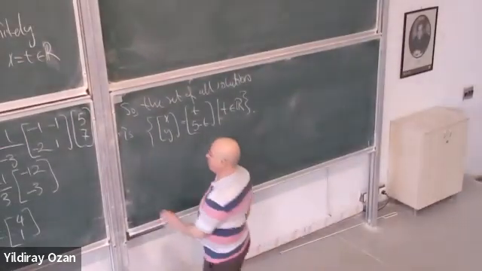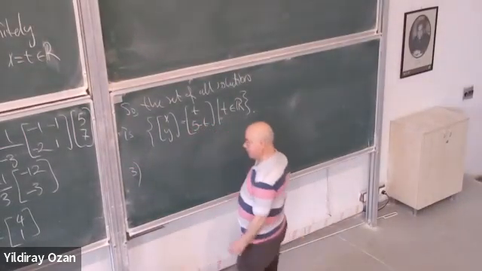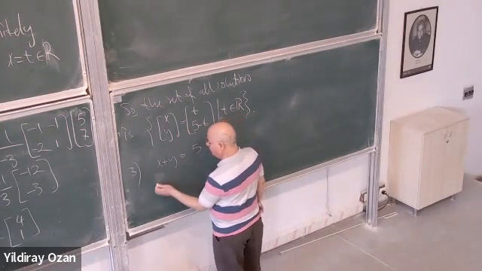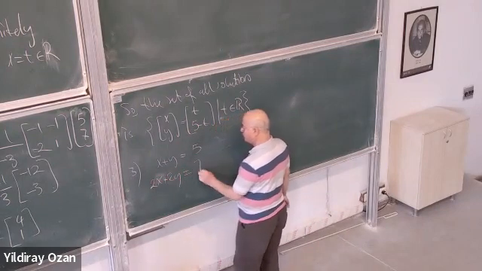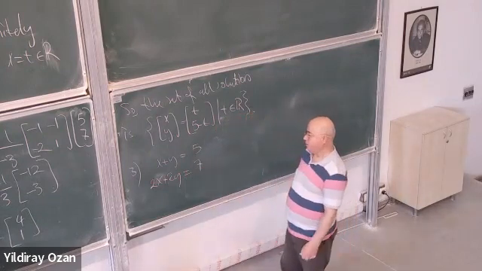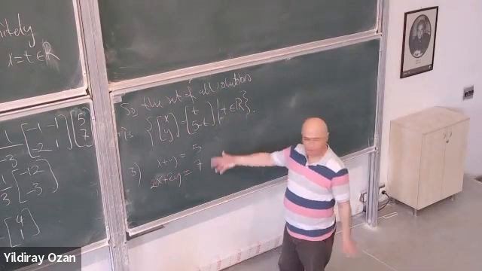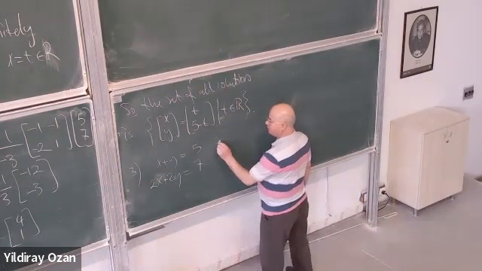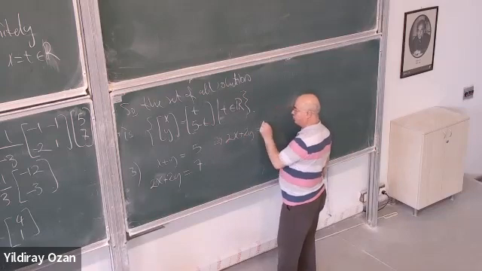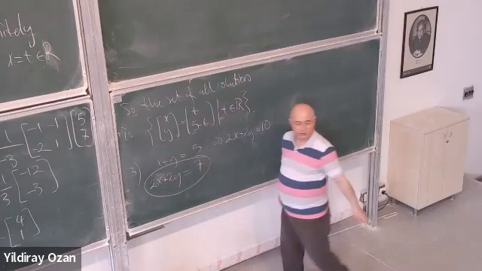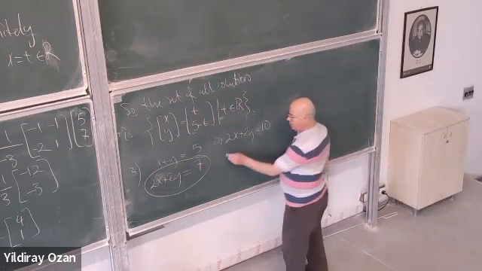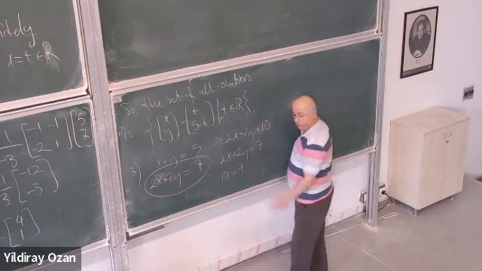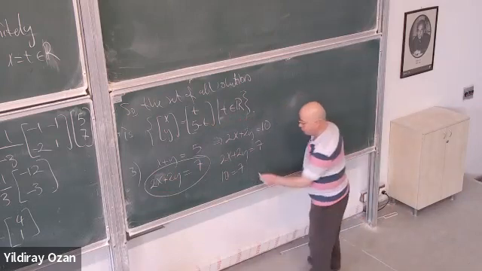Now, third example. Let's look at this system: x plus y equals, let's say, 5, and 2x plus 2y equals 7. If you have something like this, you see that this has no solution, because if x plus y is equal to 5, then 2x plus 2y equals 10. But here you said that 2x plus 2y is equal to 7. This means 10 equals 7. This is a contradiction.